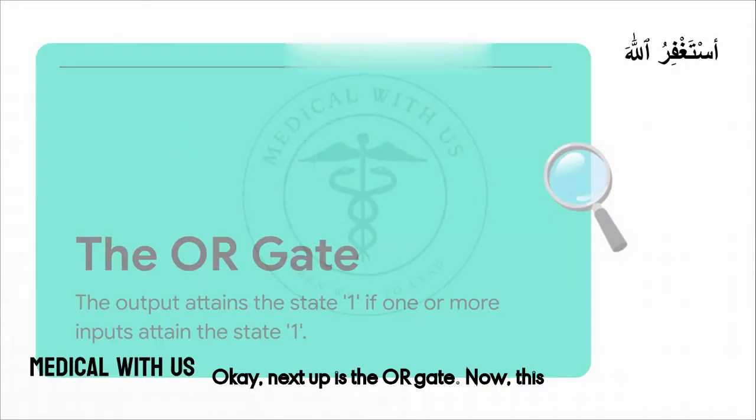Okay, next up is the OR gate. Now this one is way more laid back than the AND gate. It'll give you a 1 output if input A is 1, or if input B is 1, or hey, even if both are 1. It's much, much easier to get a true result out of this one.